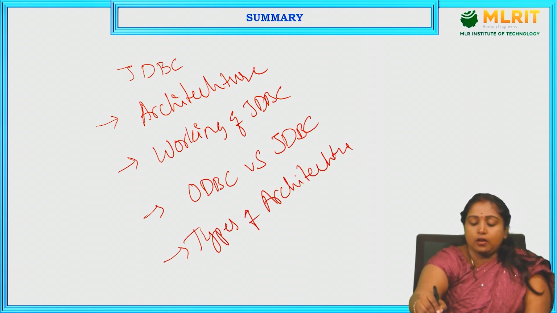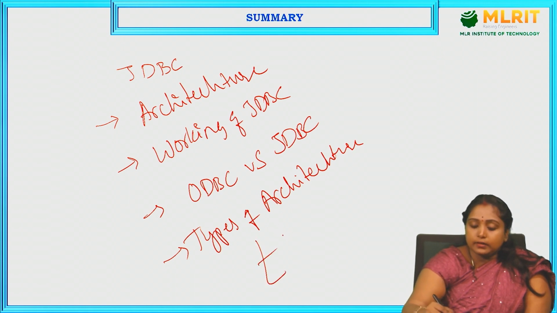So how many types of architectures are there? There are two types of architectures. One is two-tier and the next one is three-tier.